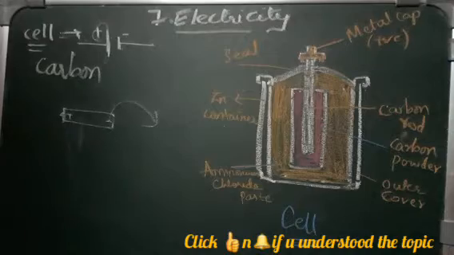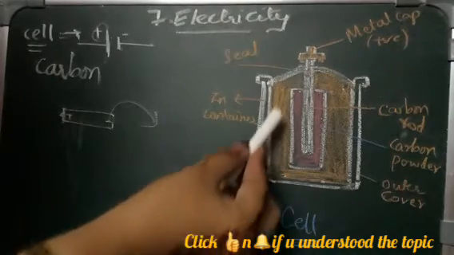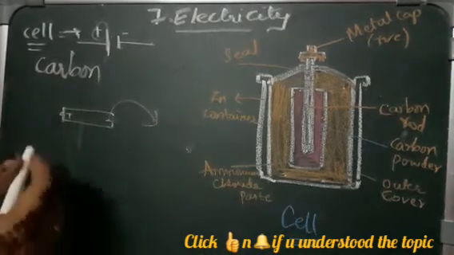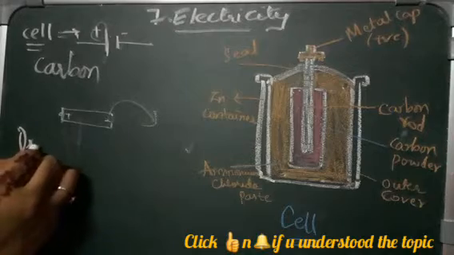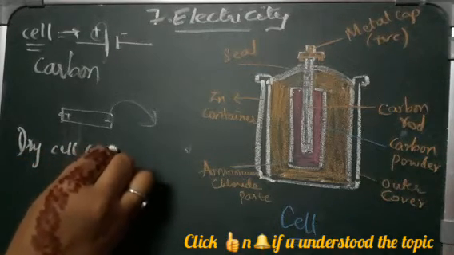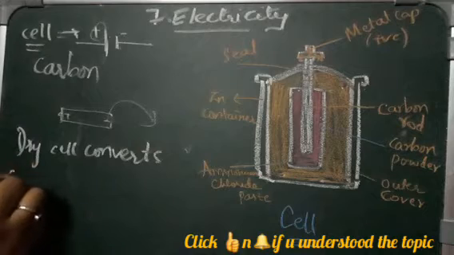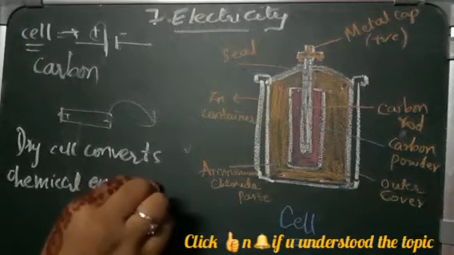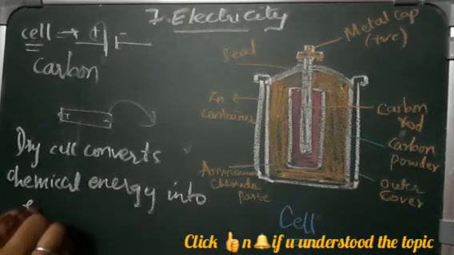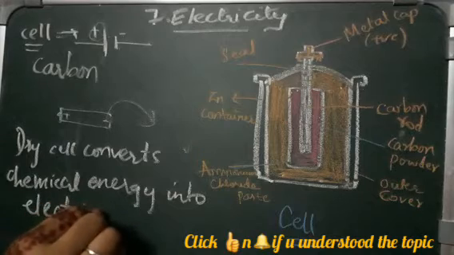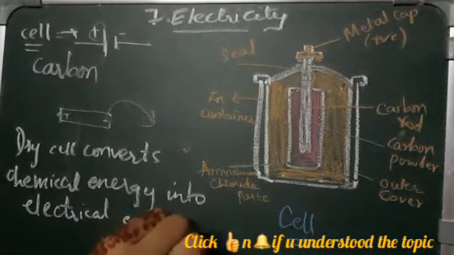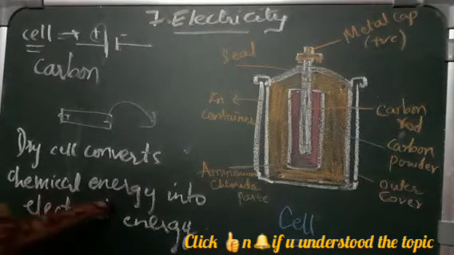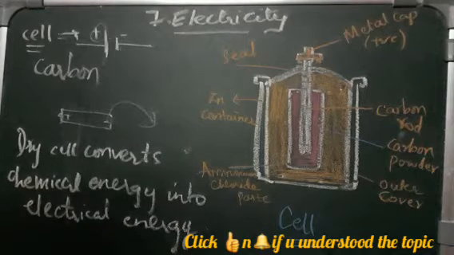Yes, the dry cell converts chemical energy into electrical energy, because whatever chemical is present inside this is converted into electrical energy. So what does the dry cell do? The dry cell converts chemical energy into electrical energy. Is it clear, children? The dry cell converts chemical energy into electrical energy.